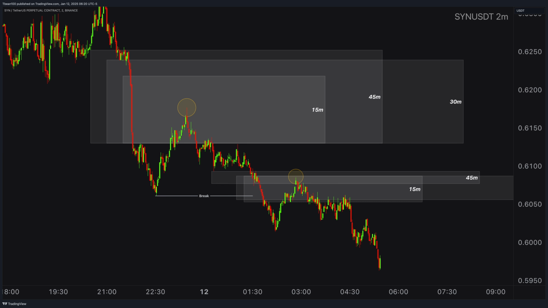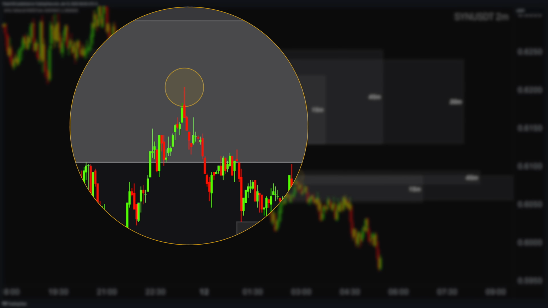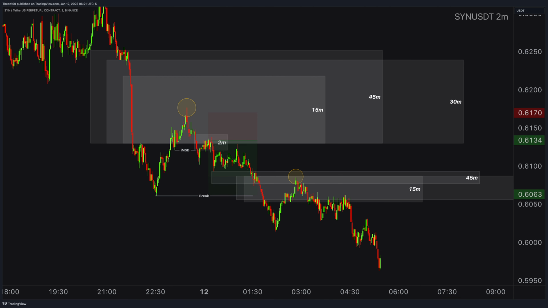Now let's drop to the low time frames like 2 minutes in this case. Notice what happened inside the first set of multi-imbalance points from 15, 30 and 45 minutes. And notice here the inner structure break. It is followed by a 2-minute inner imbalance. Right here it was your first possible trade idea.